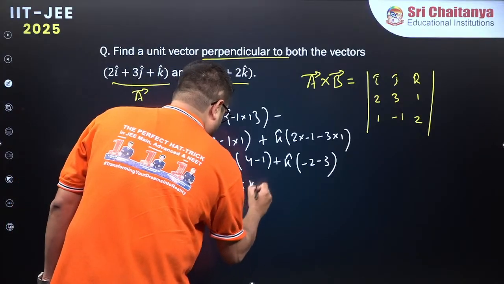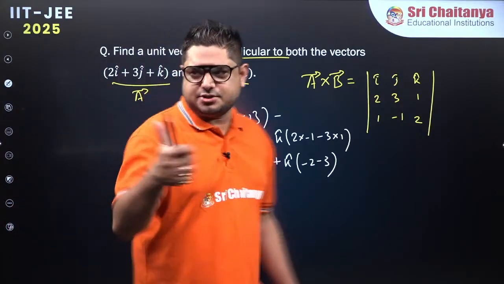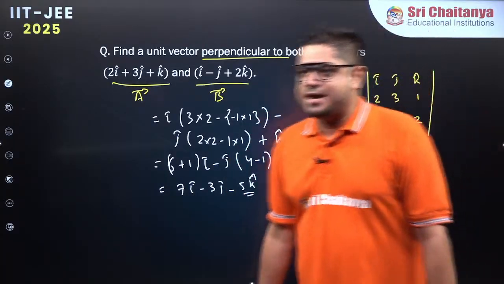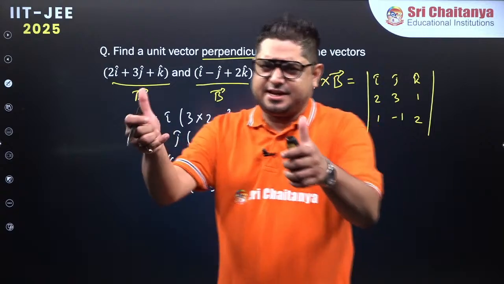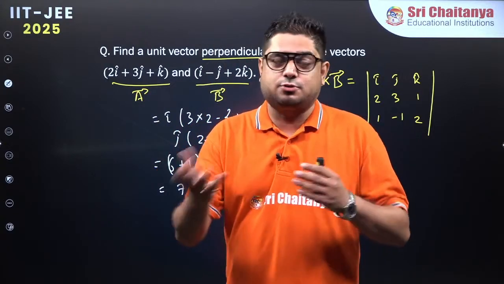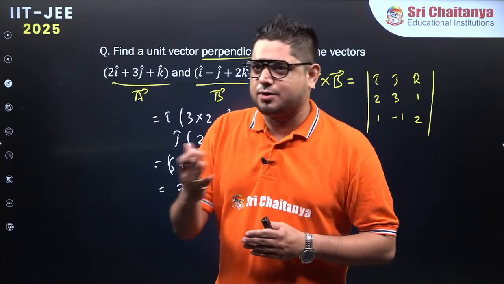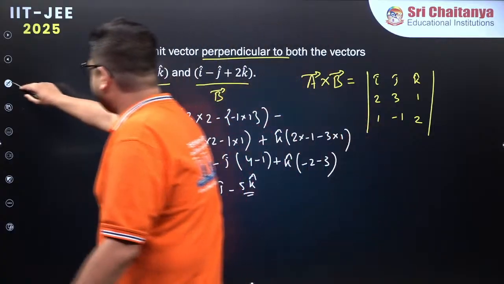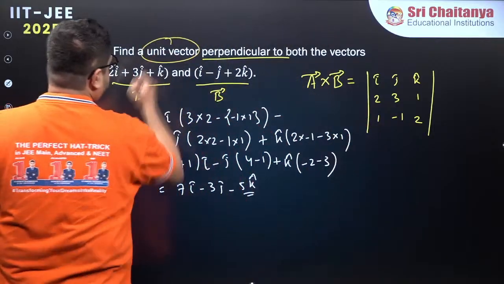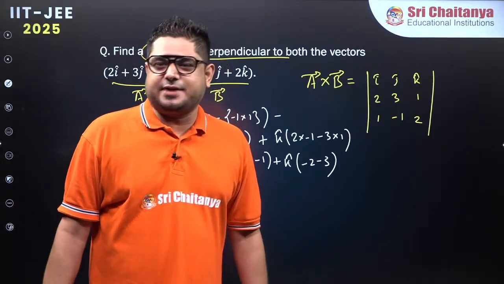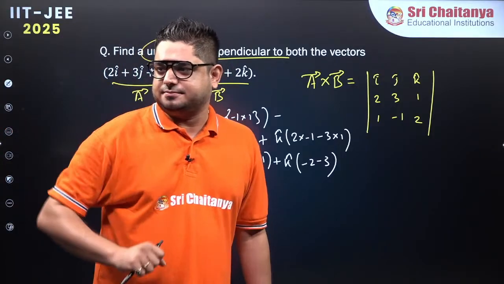Minus 5 k cap. Those who got this answer, give me a thumbs up. Isn't it? 7 I cap minus 3 j cap minus 5 k cap. Those who got the answer, they can give me a thumbs up. Those who did not get the answer, they can try to comprehend what I am trying to write down over here. So based upon it, they are asking you to find out the unit vector. What is being asked in the question? The unit vector which is perpendicular to them. Now everyone knows how to find out a unit vector. If yes, give me the answer.